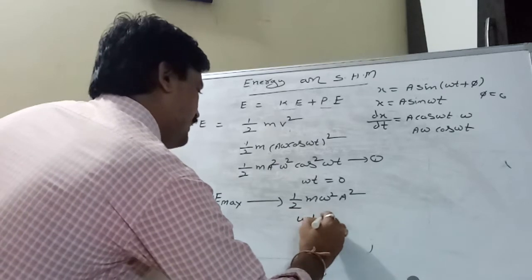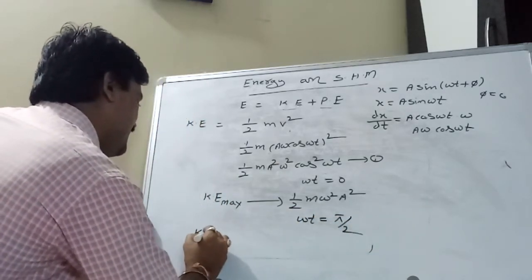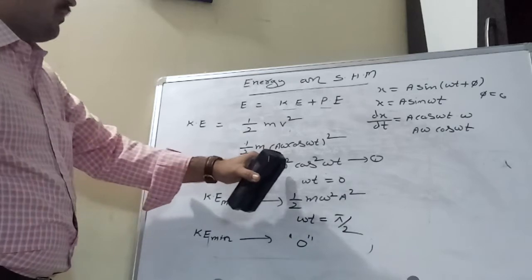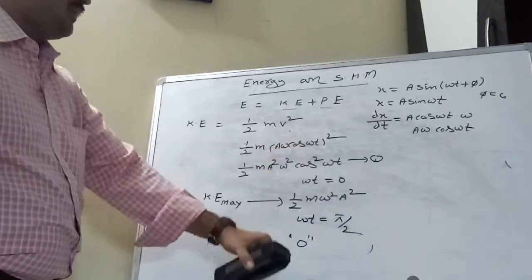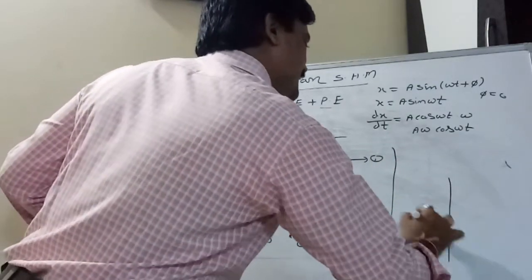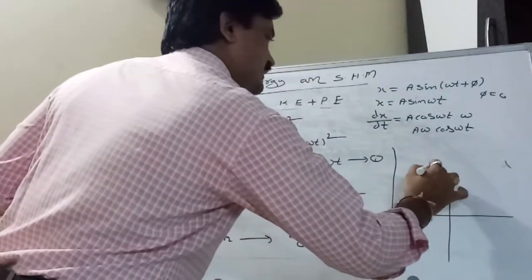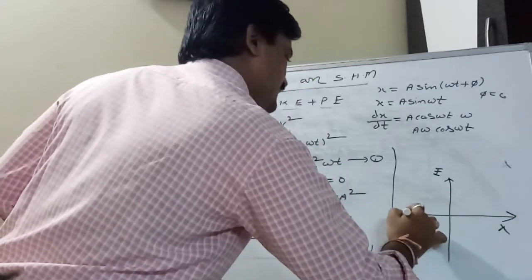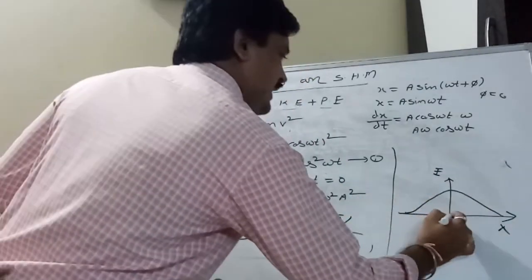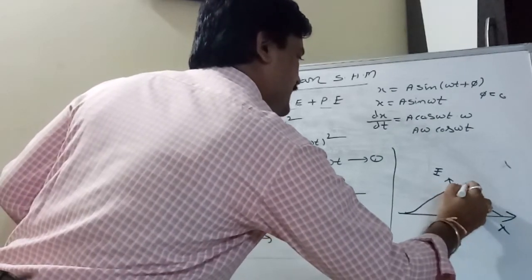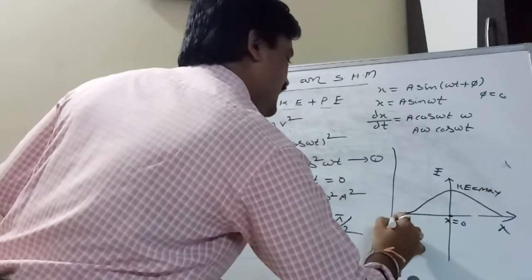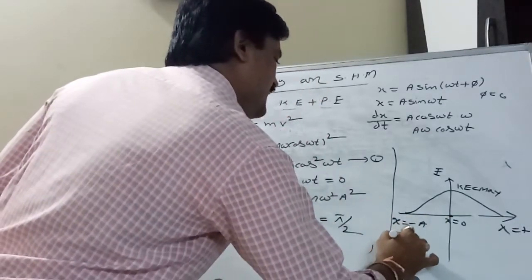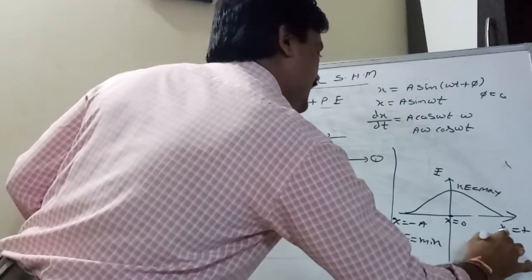So omega t equal to pi by 2, kinetic energy KE is minimum, that value is 0, half m a square omega square cos square pi by 2, and cos square pi by 2 is 0. So the graph is taken here, energy on the y axis and displacement on the x axis. At the 0 position, x is equal to 0, KE is maximum. At x equal to minus a and x equal to plus a, KE is minimum.